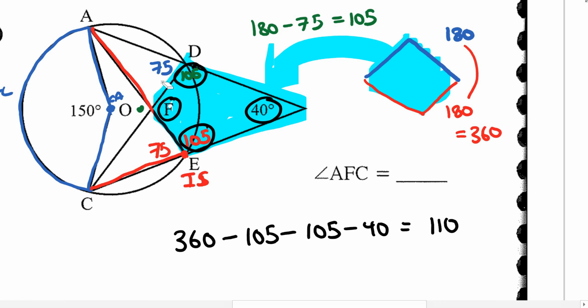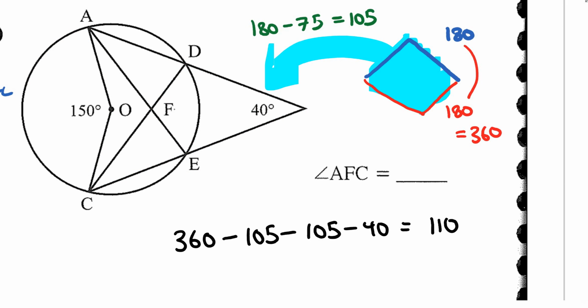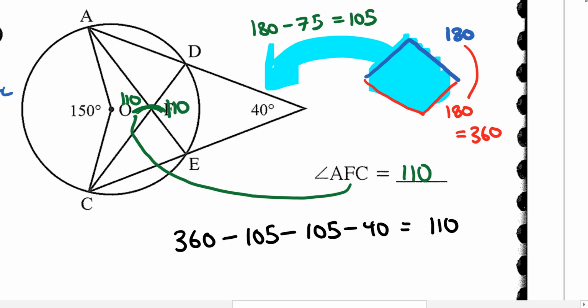Okay, so let me just erase all this now. We know this is going to be 110 degrees. And I know that these two angles, they're vertically opposite angles, so that also has to be 110 degrees. And that is the answer for angle AFC, because that's the angle right here, which is what we're trying to find. So angle AFC, that's this angle right there. Okay, so that concludes this video, and I will continue the rest of the homework solutions in part 2.